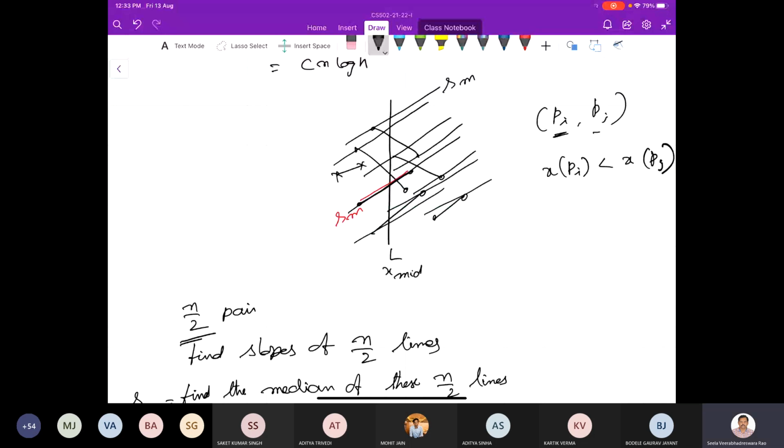So what we are doing, we are taking the median slope, and we are drawing a line through each point with that slope. So these are the lines. Now, out of all the lines, you identify this line, I mean, the topmost line here. So this line actually is the supporting line to the final convex hull.